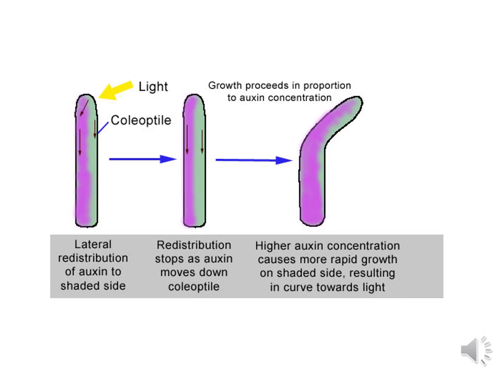Okay, this slide shows the effect of light on the auxin distribution, and this is the cause of why the shoot shows positive phototropism. Okay, so we put the light on the left side, and then there is lateral redistribution of auxin to the shaded side. After that the redistribution stops as auxin moves down the coleoptile, and then higher auxin concentration causes more rapid growth on the shaded side, resulting in it curving towards the light.